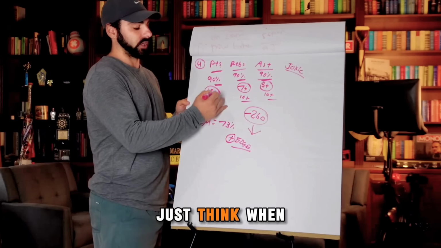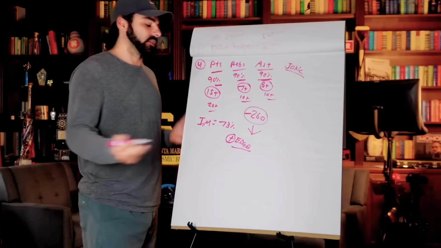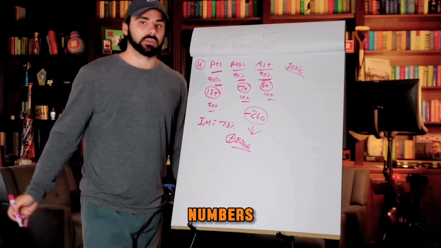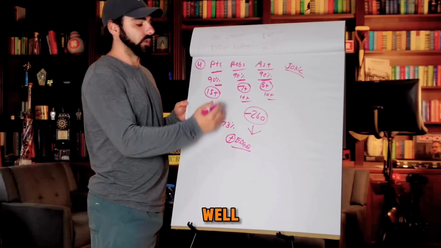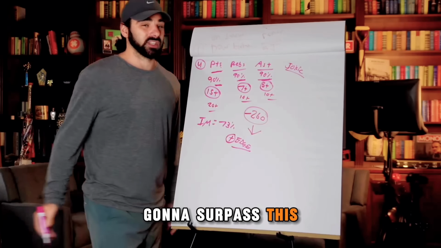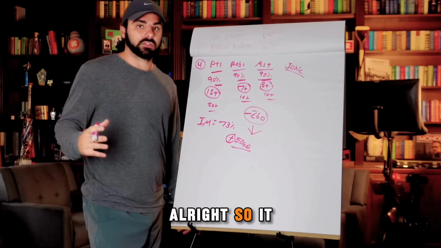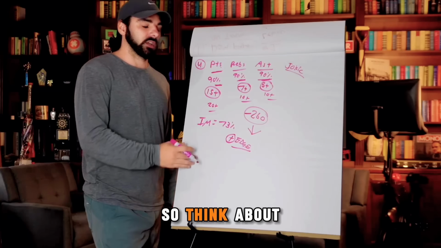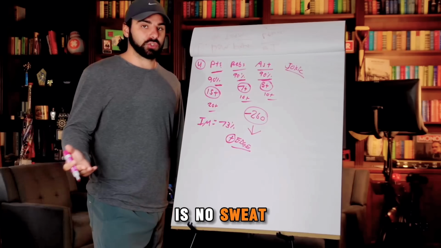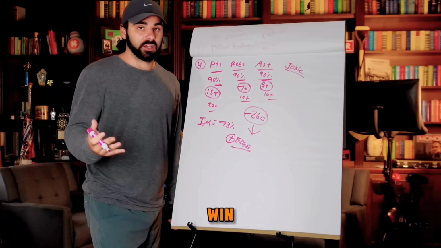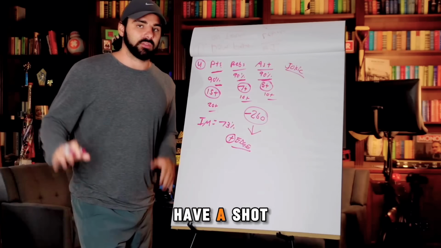I mean, just think, when you look at these numbers right here, even when he's playing against the best team in the NBA defensively, he still sometimes can reach these numbers. So imagine when he's playing somebody that isn't that good, that doesn't guard the center position well, he's probably easily going to surpass this. And most of the time, they'll surpass this within like 3 quarters. All right, so it won't be no sweat whatsoever. So think about that now. You're going to put in a same game parlay bet that there actually is no sweat to, and you actually win rather than all these outrageous parlays that everybody else puts in and they never have a shot at winning.